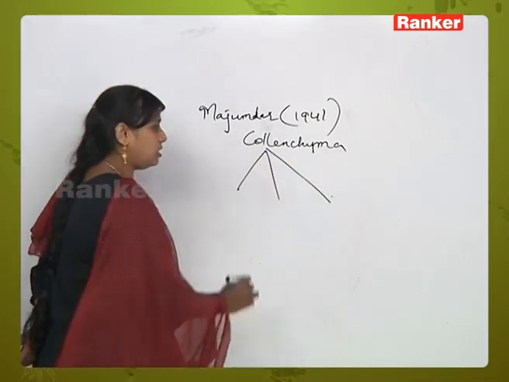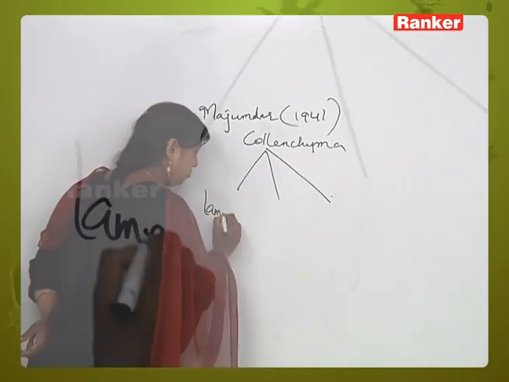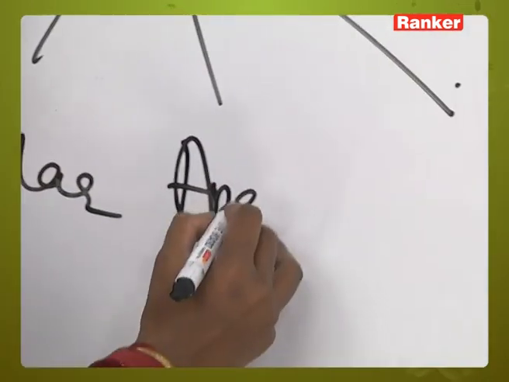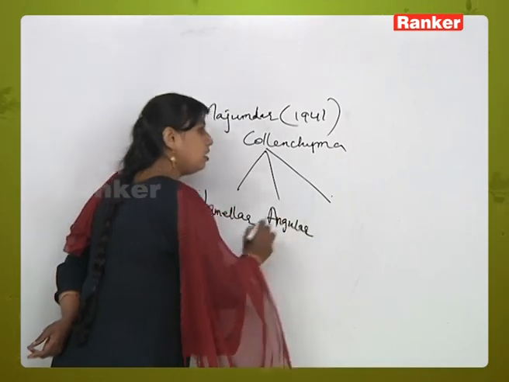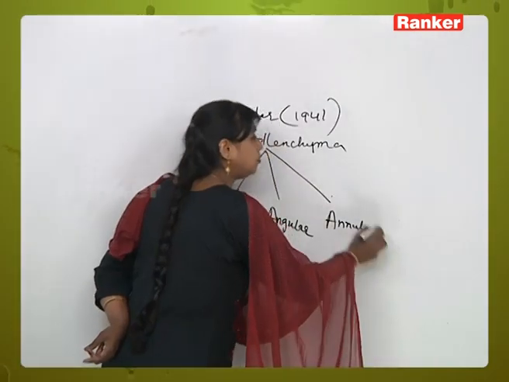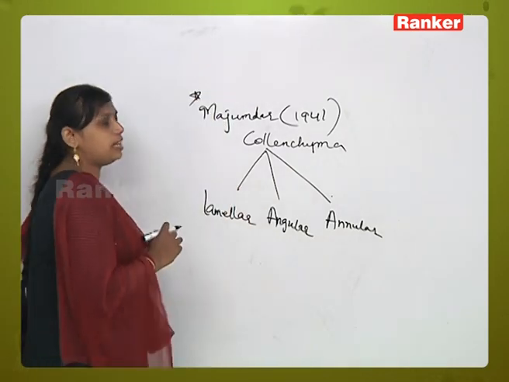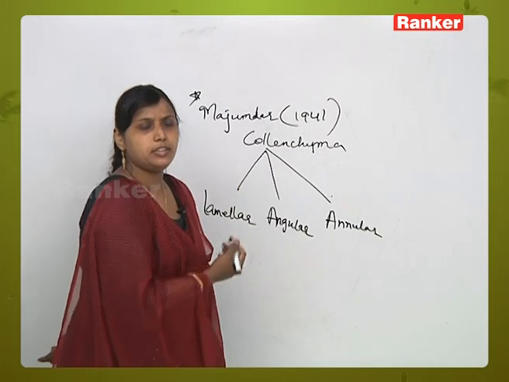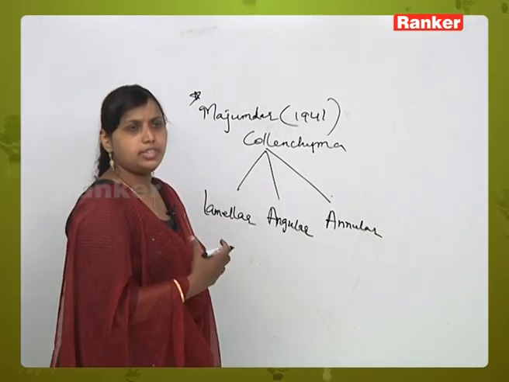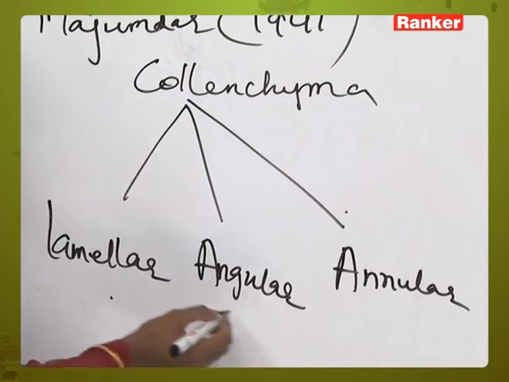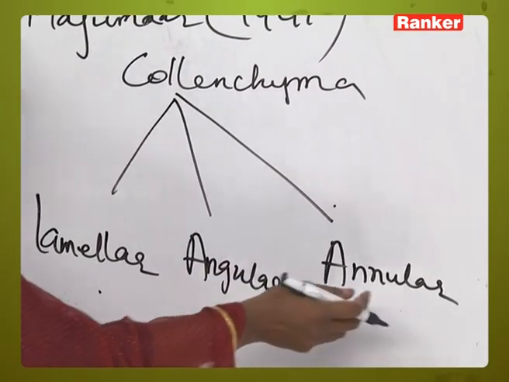What are those? Those are lamellar Collenchyma, angular Collenchyma, and another one is annular Collenchyma. This is important. Majumdar in 1941 divided the Collenchyma tissue into how many types? Lamellar, angular and annular.